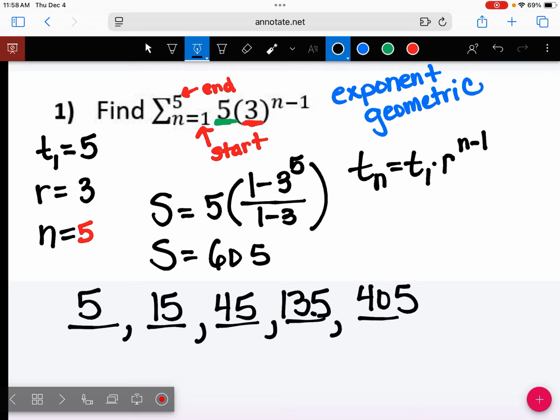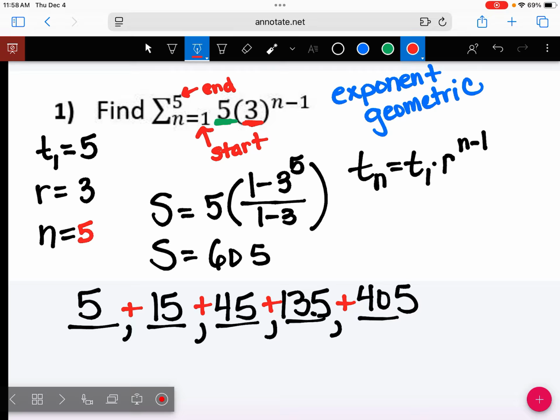All right, who got that for the 5 numbers? Now, I want you to add them up. Add up these 5 numbers. And you should get 605. That's what the geometric sum is saying. Take the first 5 numbers and add them together. The geometric sum is 605. Any questions about number 1?